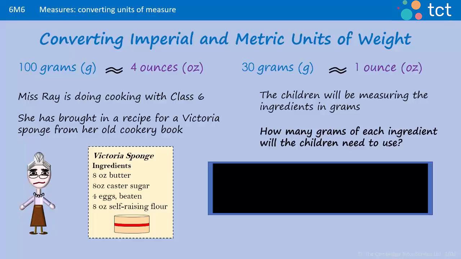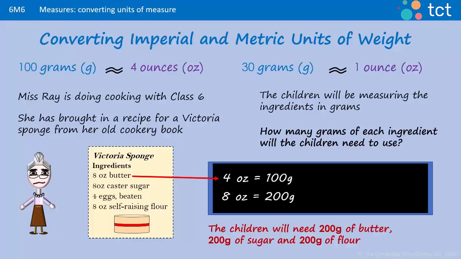To work this out, we're going to use the conversion that 100 grams is 4 ounces. So if 4 ounces is 100 grams, then 8 ounces must be twice as much. So 8 ounces is 200 grams. So that wasn't too difficult. The children will need to use 200 grams of butter, 200 grams of sugar, and 200 grams of flour. The eggs will stay as 4.